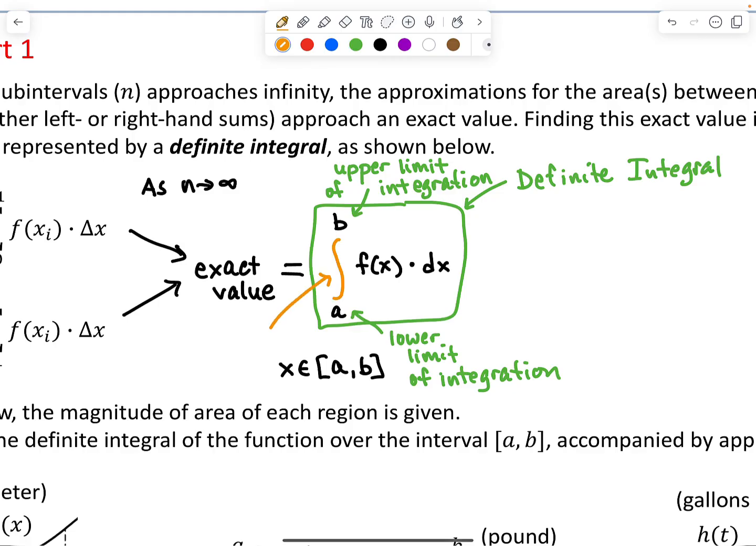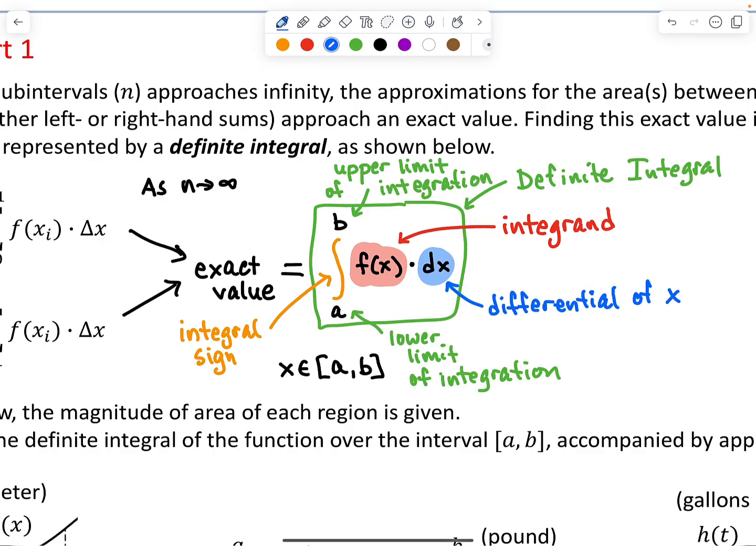This elongated s is called an integral sign. The function there is known as the integrand, and this dx is called the differential of x. All of these components must be present to be a definite integral. Technically, the operation between the integrand and differential is multiplication, although sometimes this dot is left off.